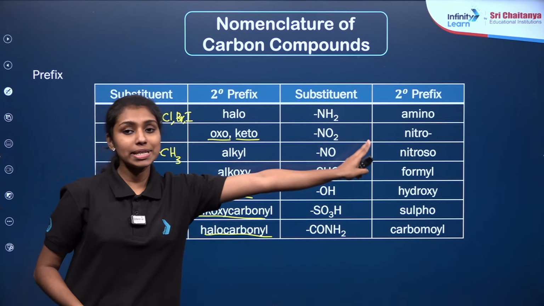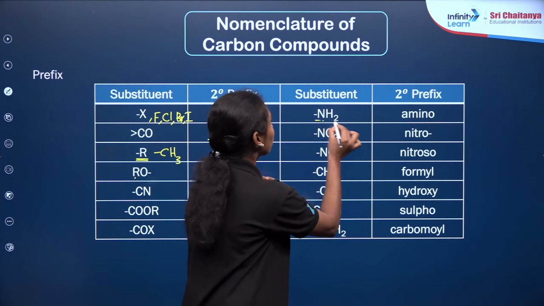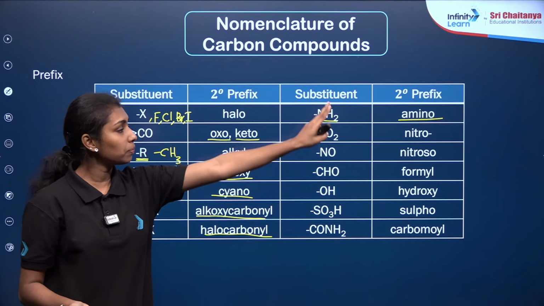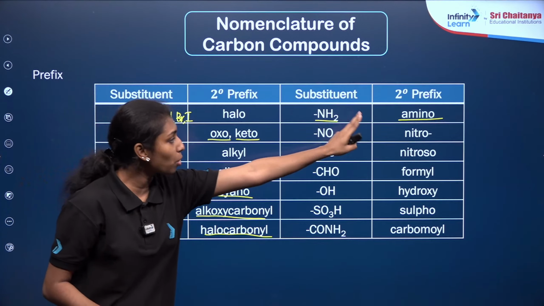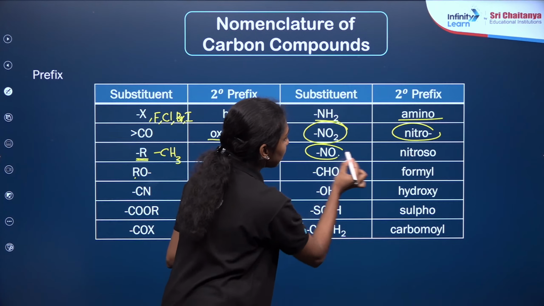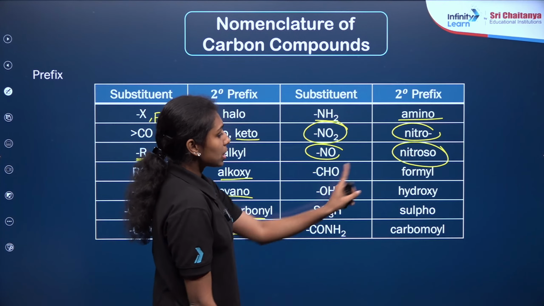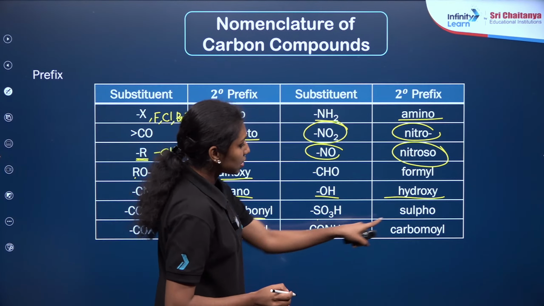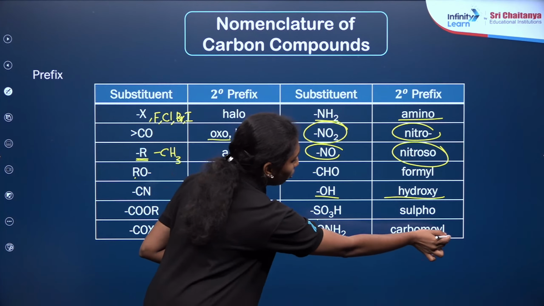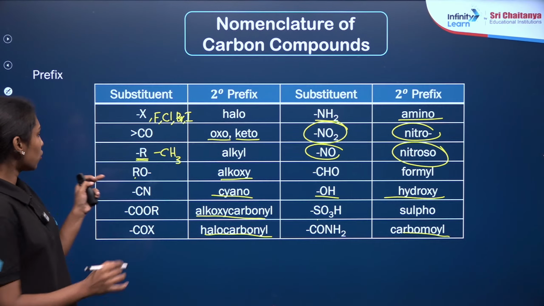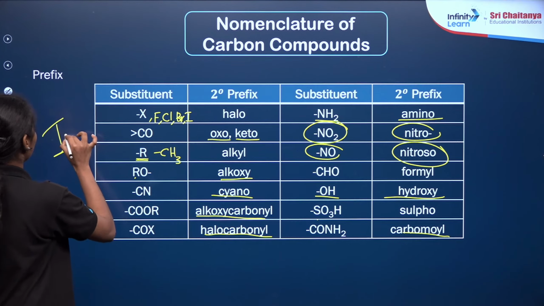Again, NH2 group means amino group. Can you remember like this? NH3 is ammonia. We are deleting some hydrogen from there, so it will be NH2, amino. NO2 is very important, it is nitro, and NO is nitroso. Similarly, CHO is formyl, OH is hydroxy. We have repeated, right? Then SO3H is sulfo group, CONH2 is carbamoyl group. Again, here also we need to memorize the table only.